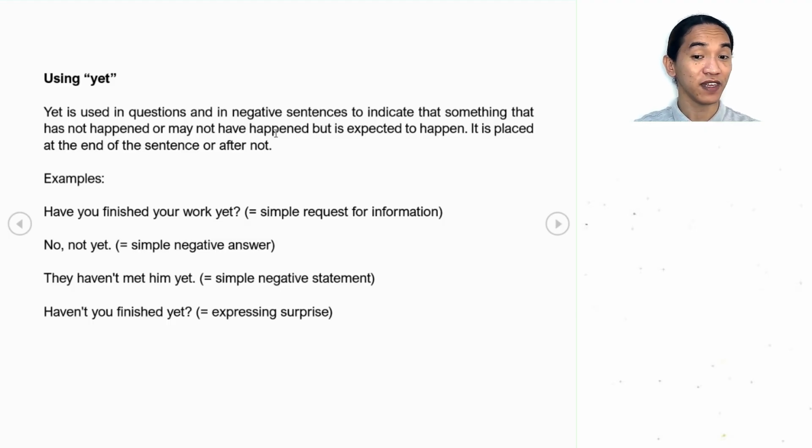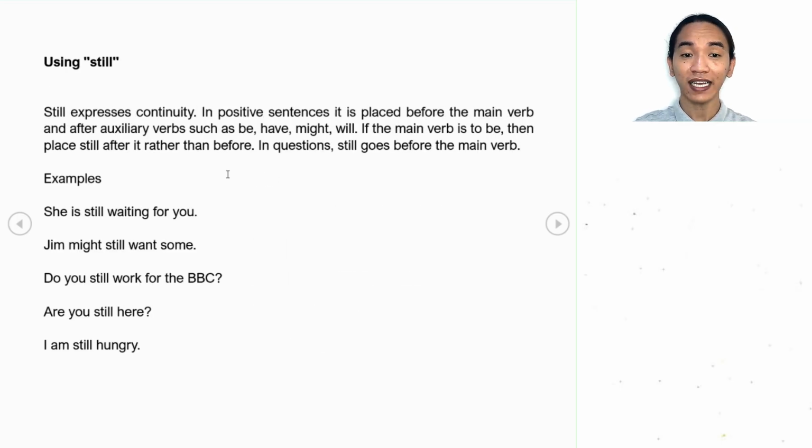Example: Have you finished your work yet? This is a question, so put it at the end. No, not yet. So after not. They haven't met him yet. Haven't you finished yet? So the meanings of the sentences are here. All right. So next, using still.